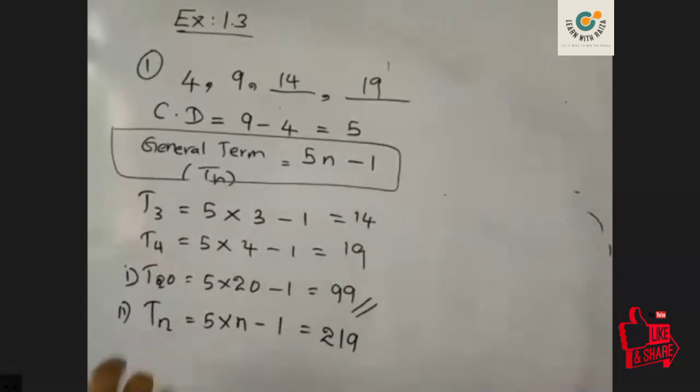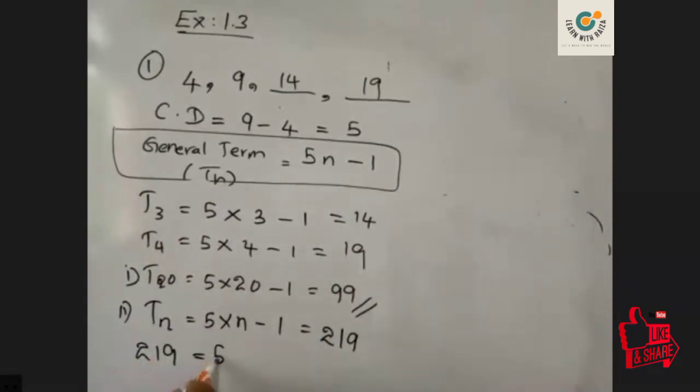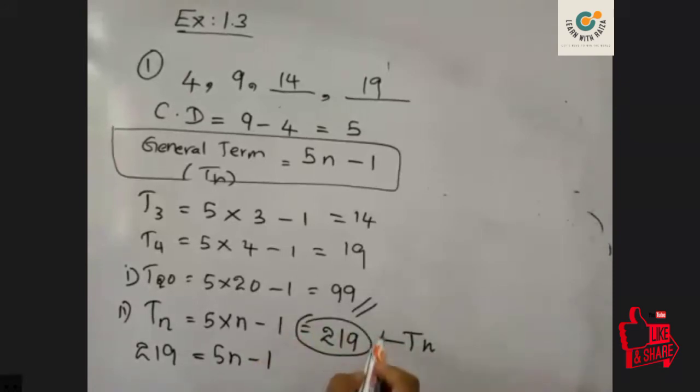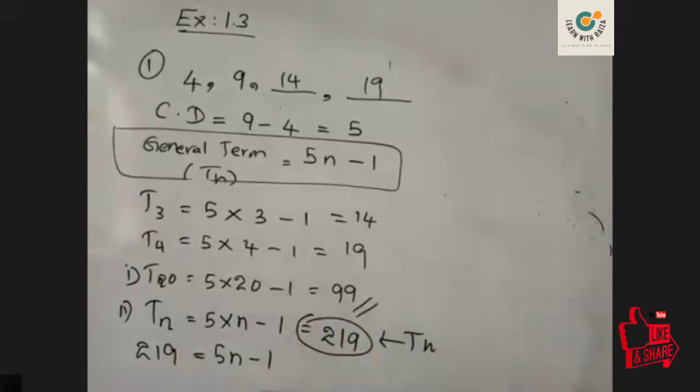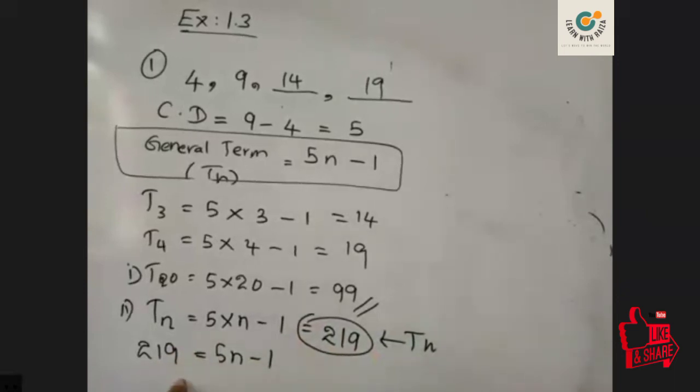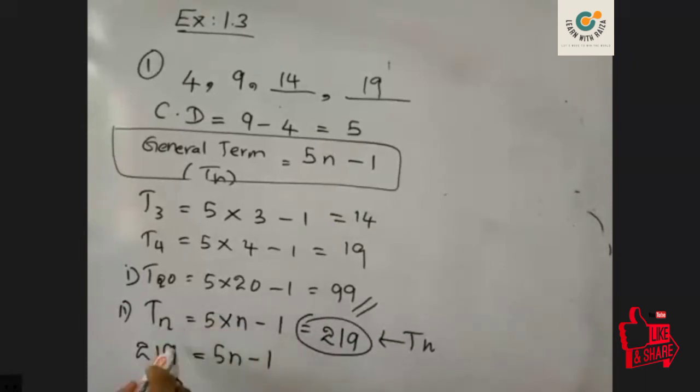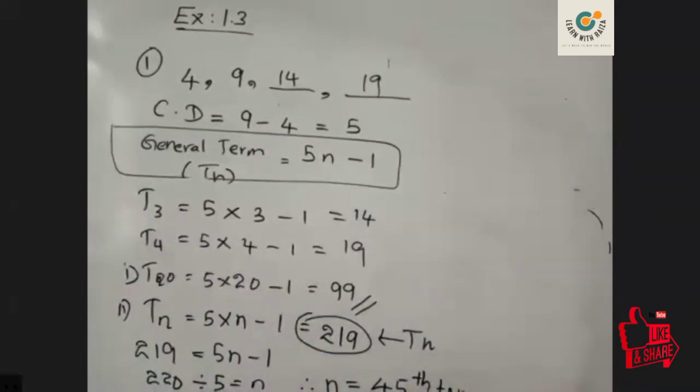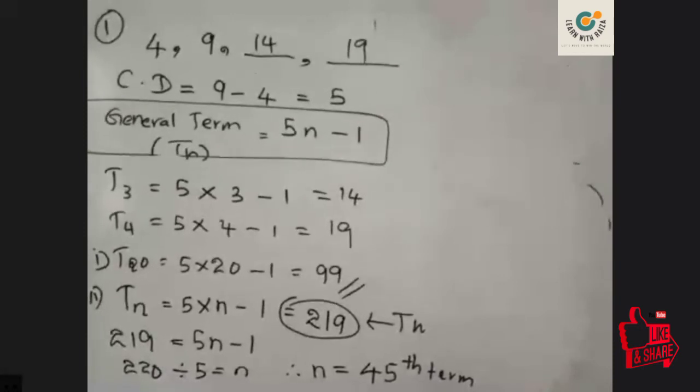219 is Tn. So I can write 219 equal 5n minus 1. This is the given term, so I can solve this easily. 219 plus 1 is 220, right? How did plus 1 come? You learned in grade 8 that you carry this to the other side. Now 220 divided by 5 is equal to n. Therefore, n is equal to 45. The 45th term will give you 219 matchsticks to make the pattern of this question.